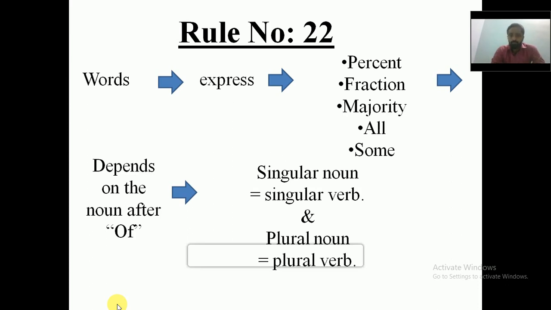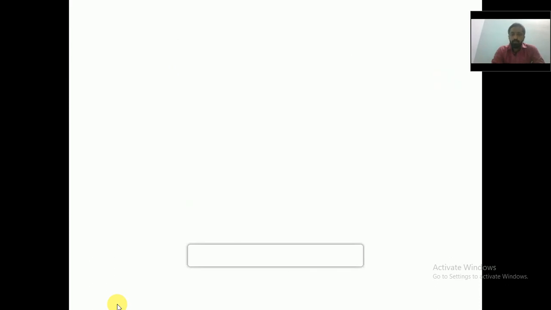So once again, words that express percent, fraction, and what are those words? Majority or sum. They depend on the noun that comes after of. And what does it mean? If it is a singular noun, it has to be a singular verb. If it is a plural noun, it has to be a plural verb. We'll make it clear with an example here.